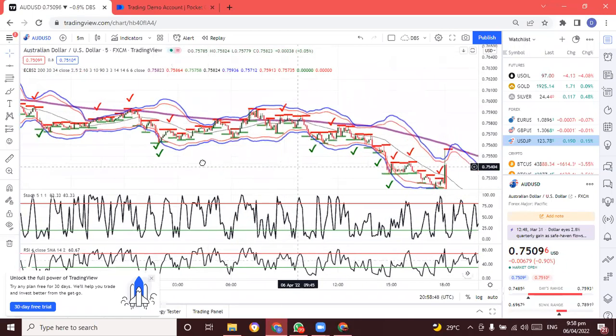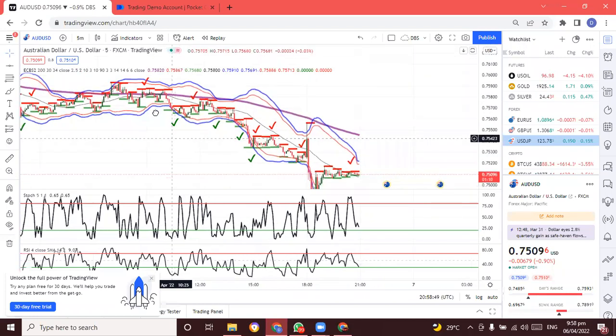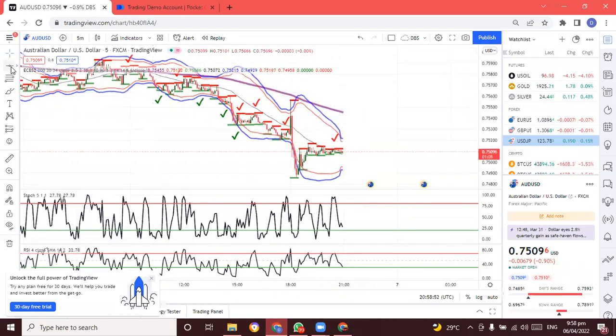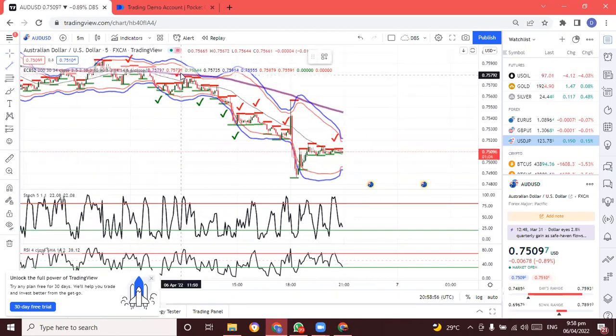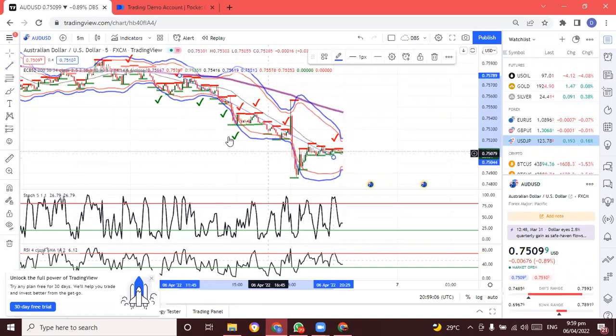This is a downtrend. You can see this is a downtrend. Where's my trend line? It's a downtrend. You can see it's a downtrend. But it has started consolidating. Guys, the reason why we might not see a good trade is because of the timing.